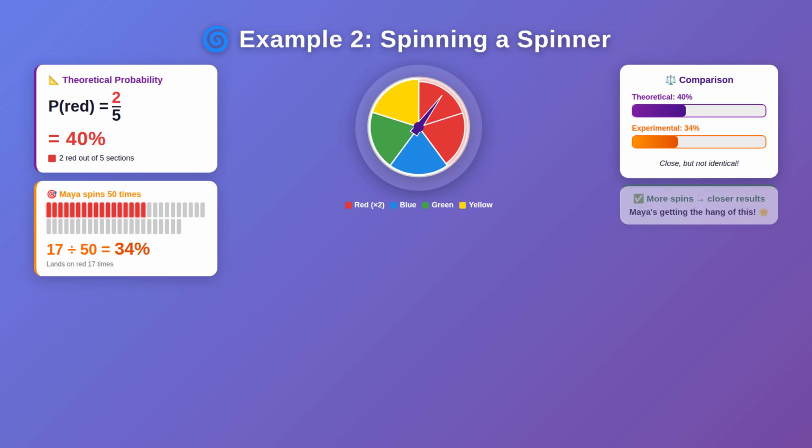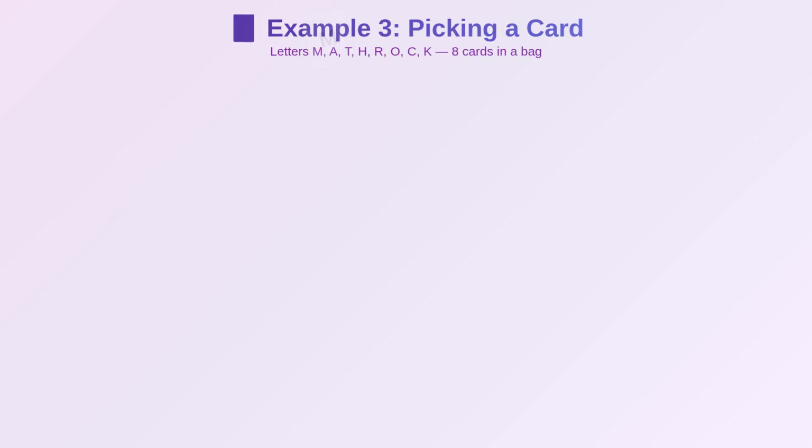Now Maya spins it 50 times and lands on red 17 times. Her experimental probability is 17 out of 50, which equals 34%. Again, different from 40%, but pretty close. And with more spins, they'd get even closer. Maya's getting the hang of this.